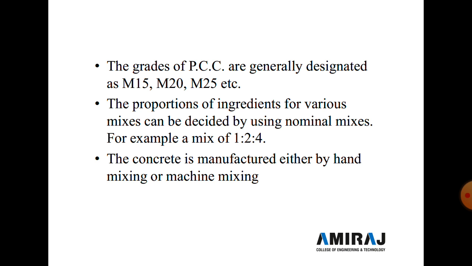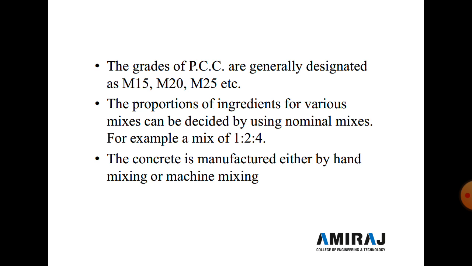The proportion of the ingredients for various mixes can be designed by using the nominal mix. For example, 1:2:4. Here 1 part cement, 2 parts fine aggregate and 4 parts coarse aggregate, along with the water-cement ratio, make M15 grade concrete. And the concrete is manufactured either by hand mix or machine mix, using the volume batching or weight batching technique.